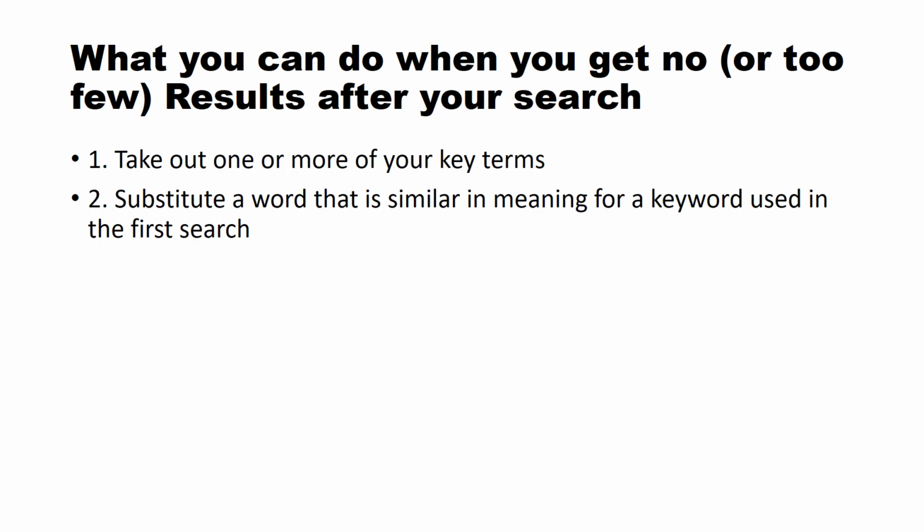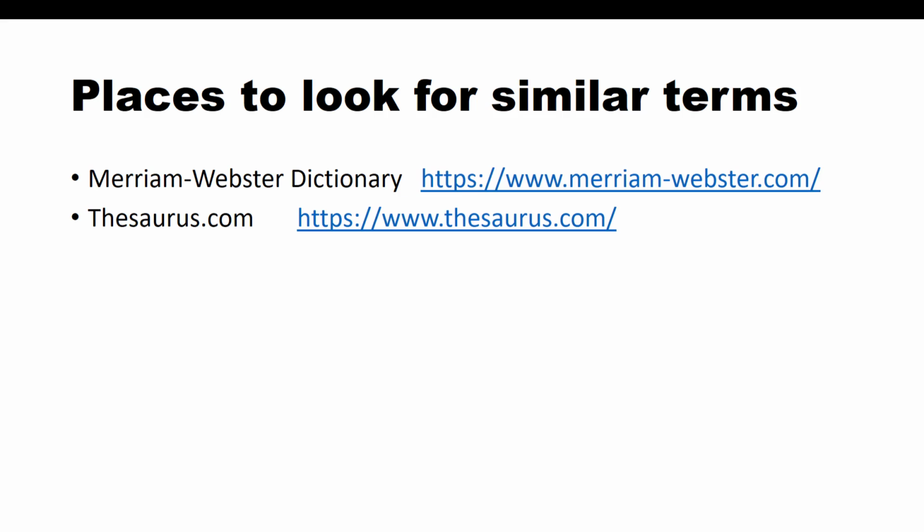These are called synonyms. Here are a couple of places that you could go to that are online that you could look for similar terms. We have the Merriam-Webster Dictionary, and we have another place called thesaurus.com. So if you go there, you can type in your term and then it will tell you all the terms that are similar in meaning.